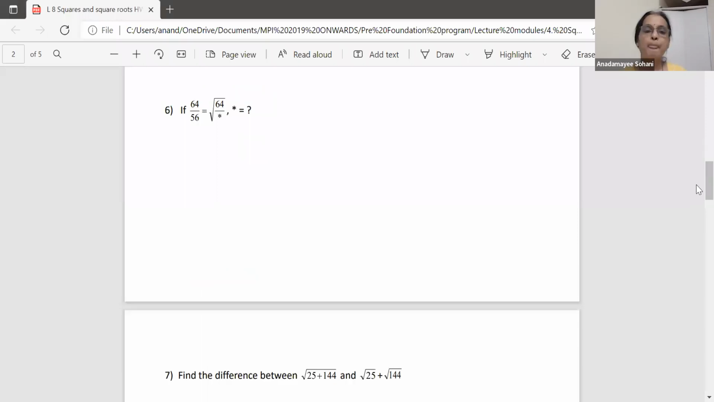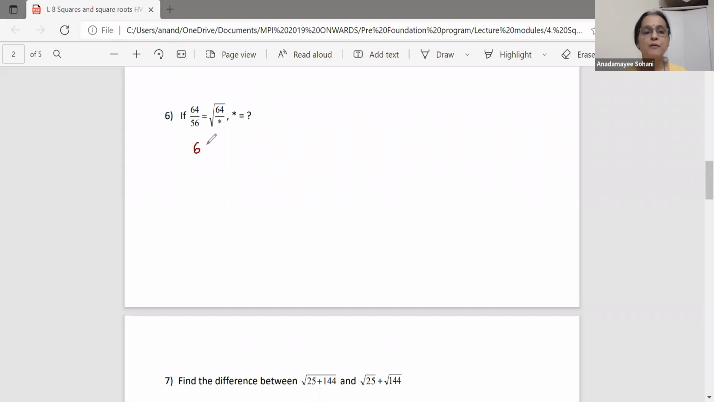Okay, next question. 64 upon 56 is root of 64 upon what? Now, many of you might have written it as 56, but that is not the thing. What is 64 upon 56? When I reduce it to the lowest fraction, I know it is, if I divide both numerator and denominator by 8, 64 divided by 8 is 8 and 56 divided by 8 is 7. 8 8s are 64 and 8 7s are 56.